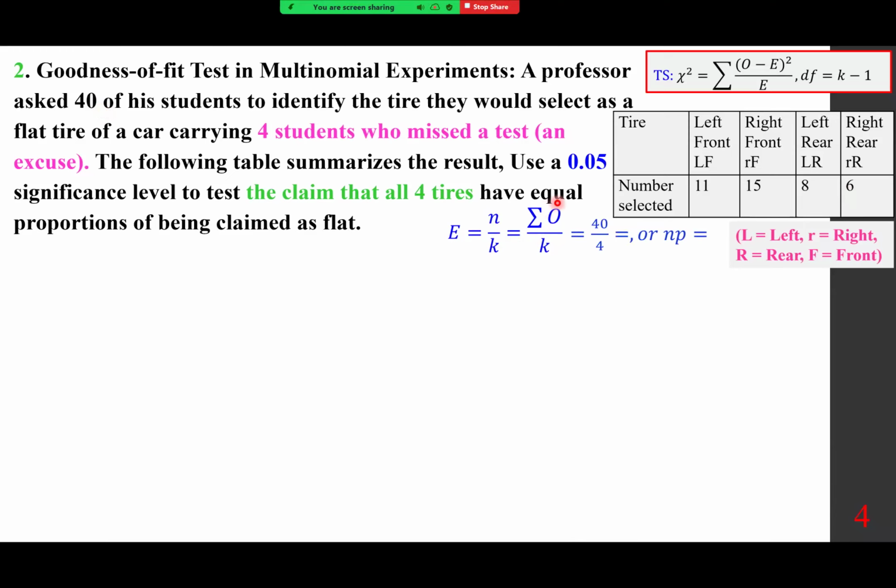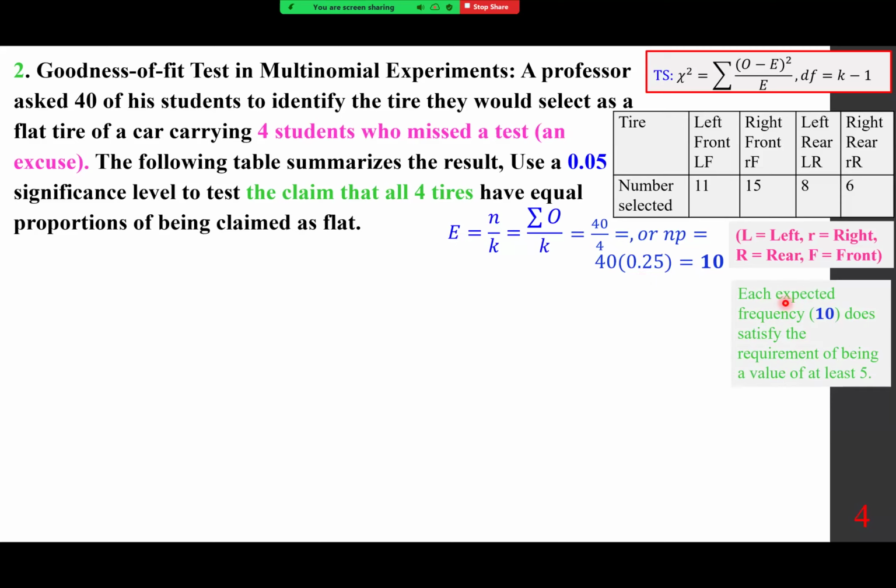E is n over k, the summation of the observed frequencies over k, the total of 40 divided by 4, or you can say n times p, which gives you 10. And when I say n times p, they are equally likely. There are 4 possibilities. Each one is 1 out of 4, or 0.25. So either way, the number is 10, which means each expected frequency of 10 does satisfy the requirement of being at least 5, because remember, we have to go with at least 5.